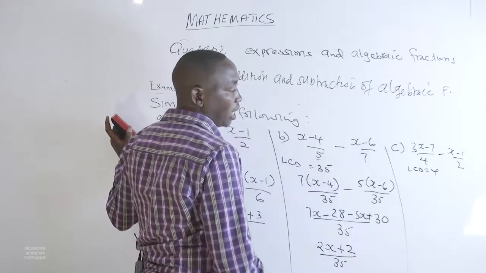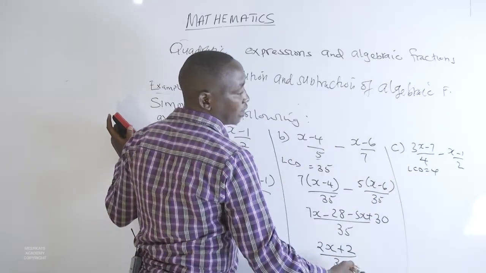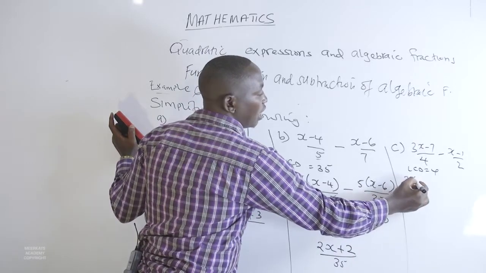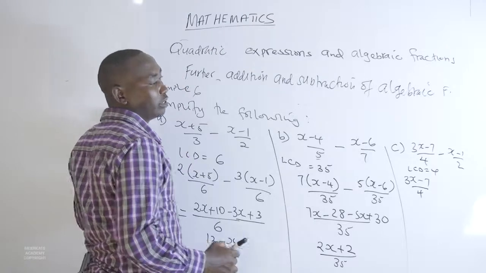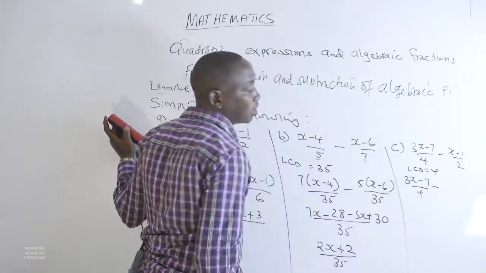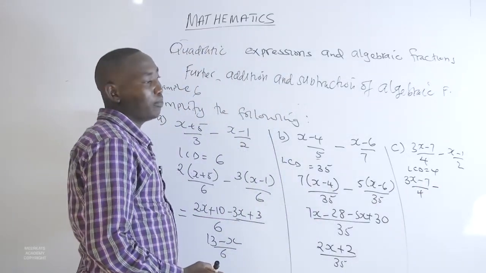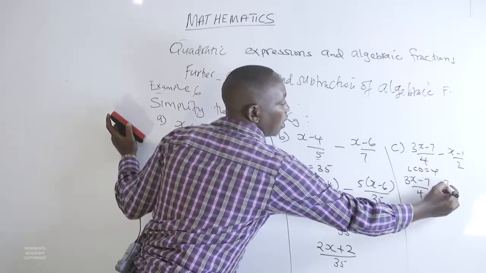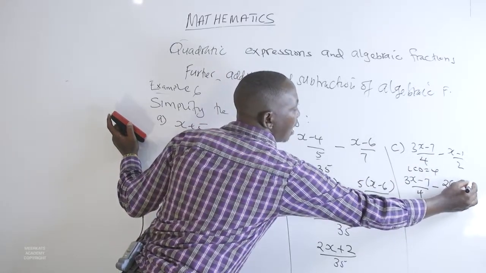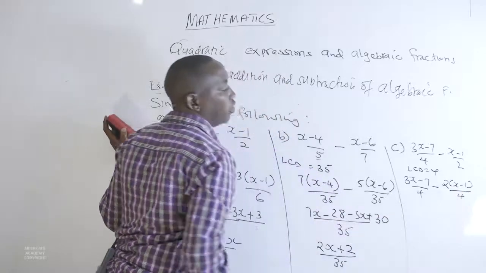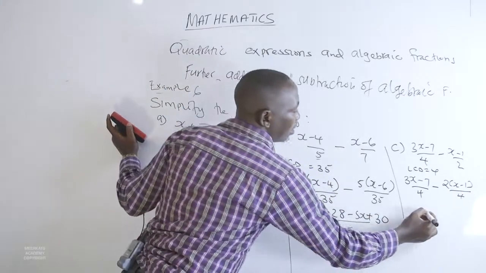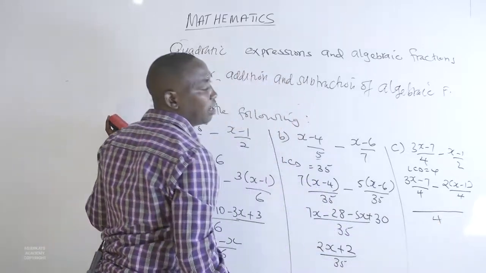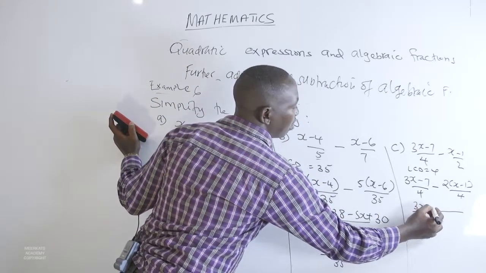4 goes into 4 once, so that means we multiply 1 by 3x minus 7. We'll still have 3x minus 7 over the new denominator, which is 4. We subtract. 2 goes into 4 twice. That means we multiply x minus 1 by 2 all over the new denominator, which is 4. In writing this under one denominator, this will be 3x minus 7.